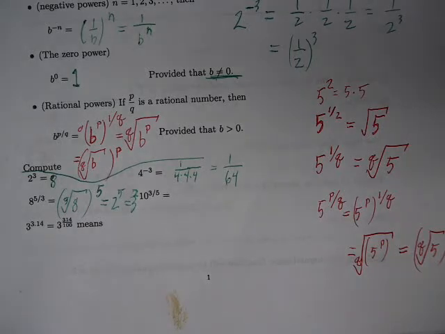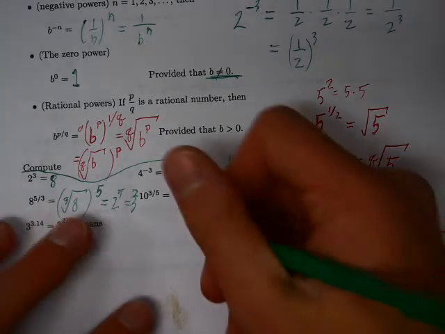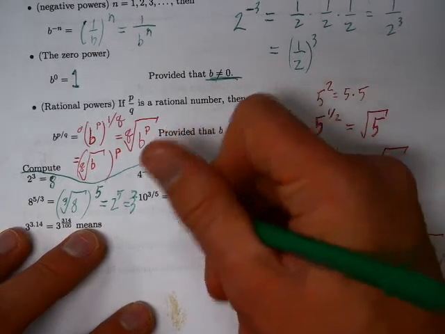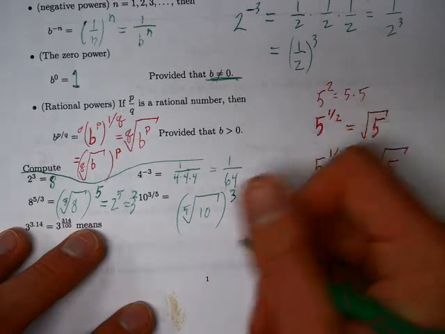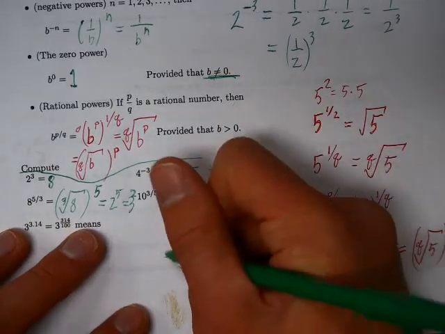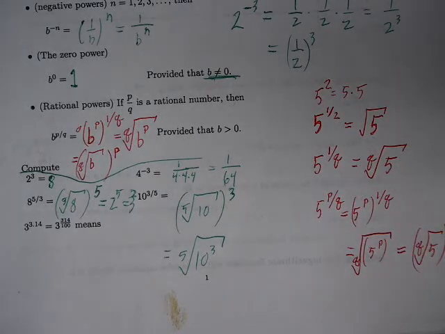Well, what about 10 to the 3/5? What should that mean? It'll be the 5th root of 10, and then you cube it. Or it'll be 10 cubed, but then you take the 5th root of it. And of course, that's suddenly something that you can't just compute by hand. I don't know the 5th root of 10. The 5th root of 10 is some irrational number.